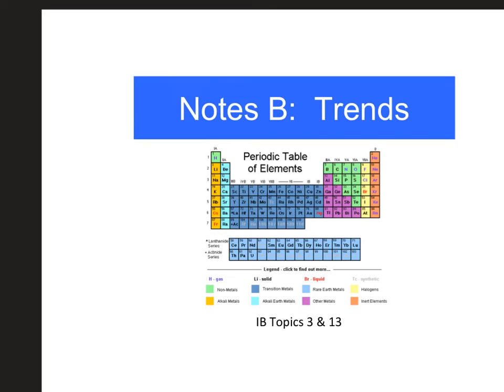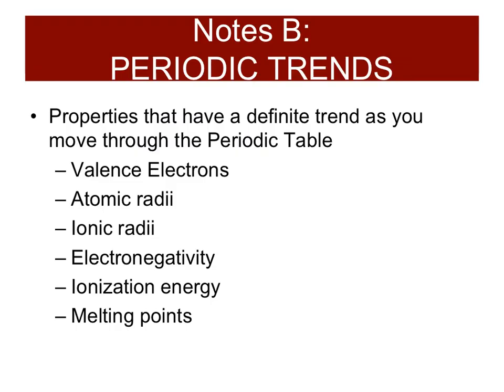In Notes B, we're going to discuss some periodic trends. We're not only going to talk about what the trends are, we're also going to get into what causes some of these trends to exist. This video will go over 6 specific trends on the periodic table: valence electrons, atomic radii, ionic radii, electronegativity, ionization energy, and a new one, melting points.